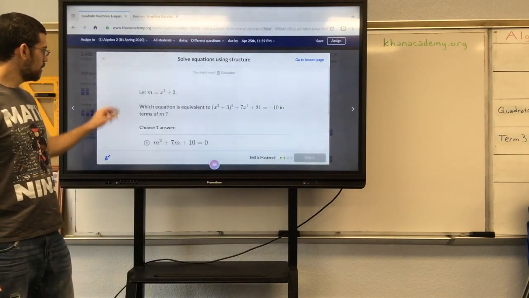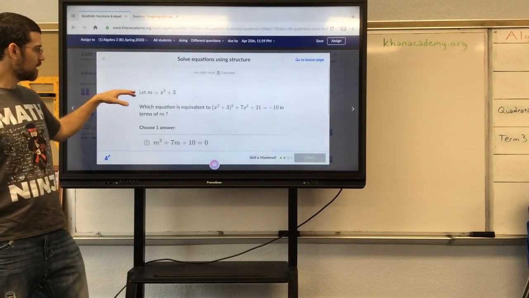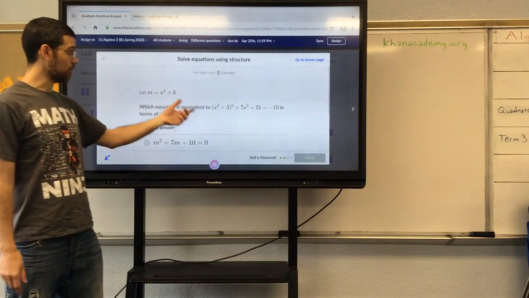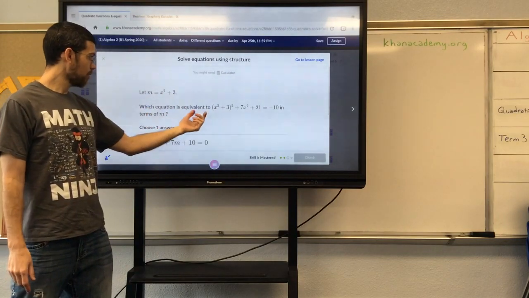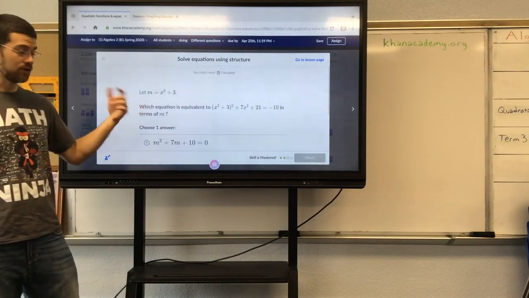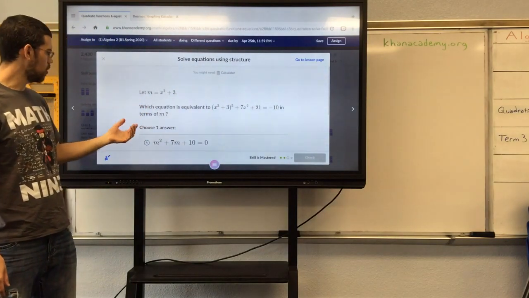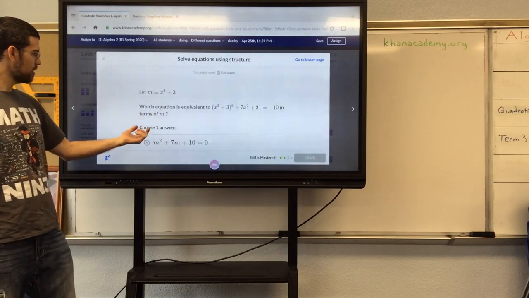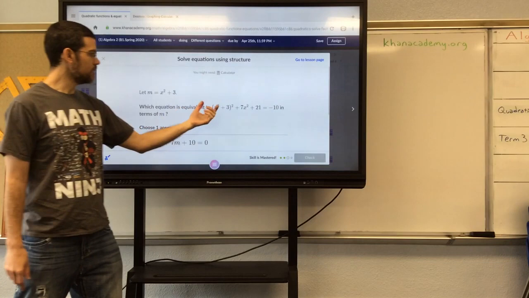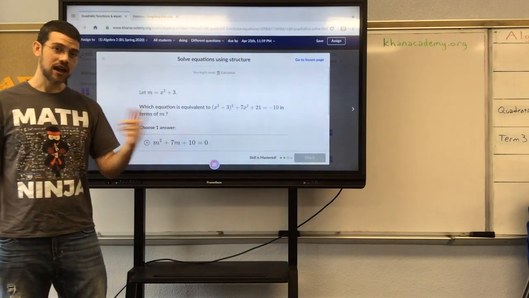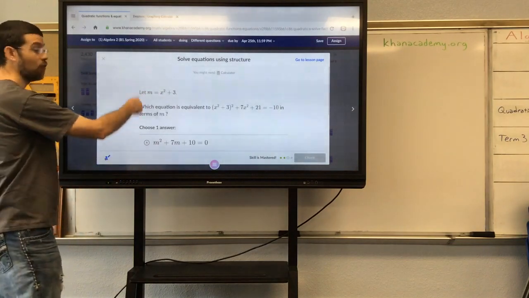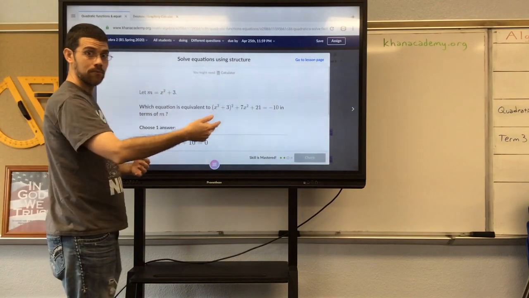Alright, next problem. This time, they declare a variable m equals x squared plus 3. So we're going to look in this equation for x squared plus 3, which we see here, and replace it with m, substitute. To answer this we have to make an equation that's equivalent to that in terms of m. We need to have a new equation that does not have any x's in it, but only has m's. Okay, m is a function of x, so we can make substitutions.